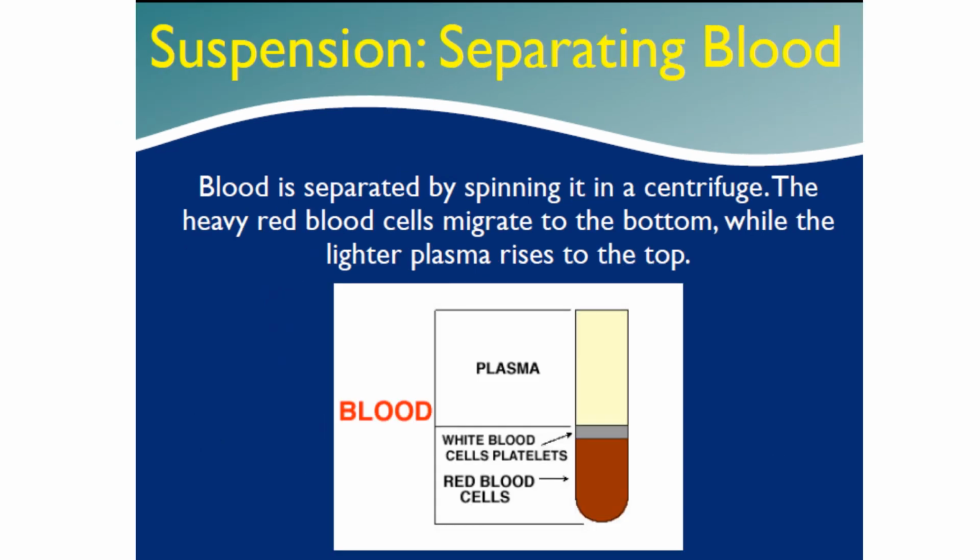Separating blood. Blood is separated by spinning it in a centrifuge. A centrifuge is a machine that rotates at a very fast rotation per minute that allows heavier particles to migrate towards the bottom while lighter particles rise to the top. Blood can be separated into plasma, white blood cells and platelets, and red blood cells.